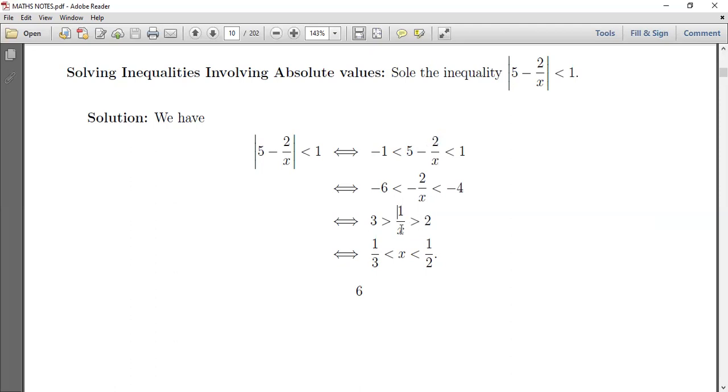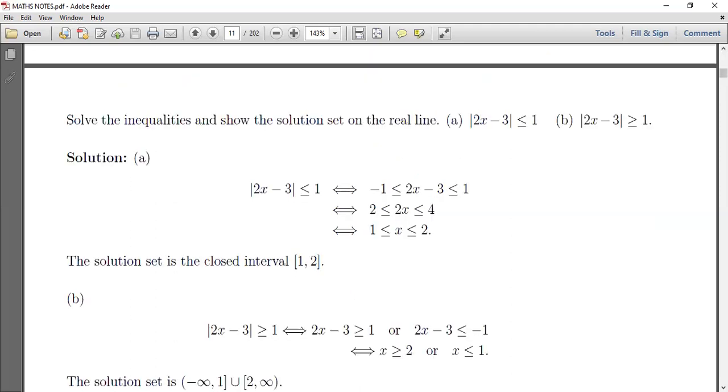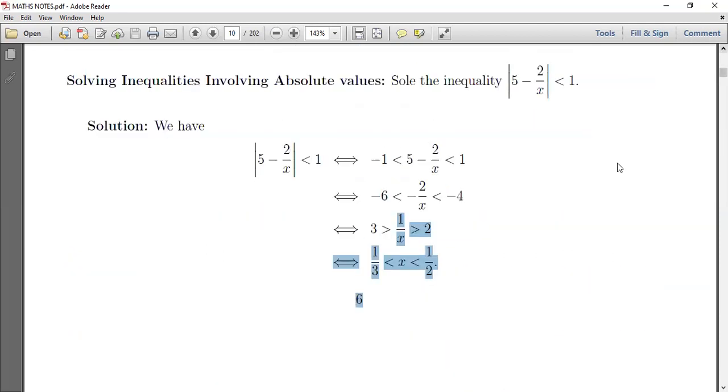Then I now have 1 over x here. We also talked about the properties of inverse. We know that we discussed 1 over a: if a is less than b, then what about 1 over a and 1 over b? That's what we are doing. We are just inversing, so if you inverse, the inequality sign changes. So if I've got 1 over x here and I'm inversing this, the inequality sign has to change. So I now have 1 over 3 being less than x being less than 1 over 2. This is now the solution of the inequality.